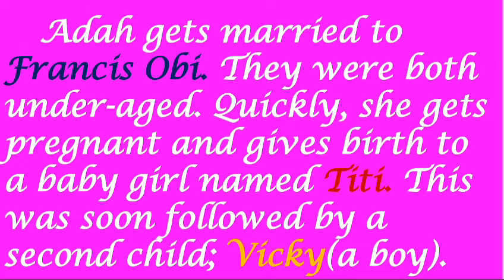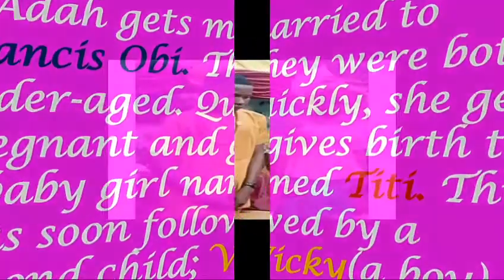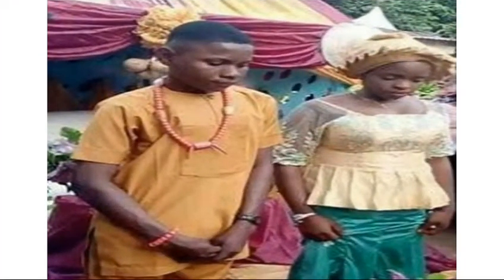I want you to know that they were both underage. They had not reached the age of 18. She gets pregnant immediately and had a baby girl named Titi, and this was soon followed by a second child, a boy child named Victor.